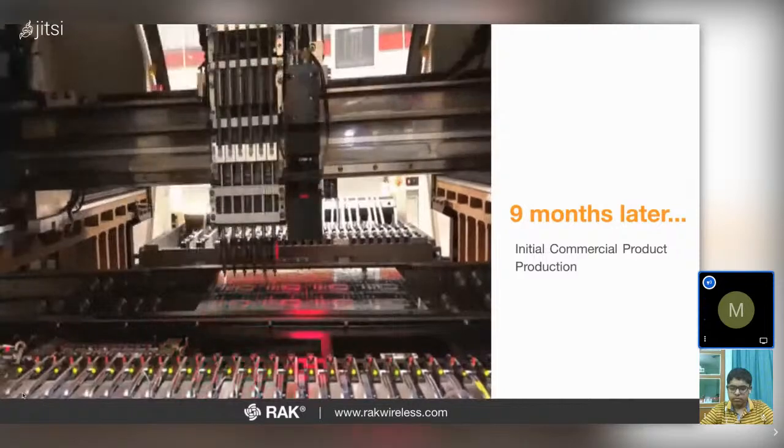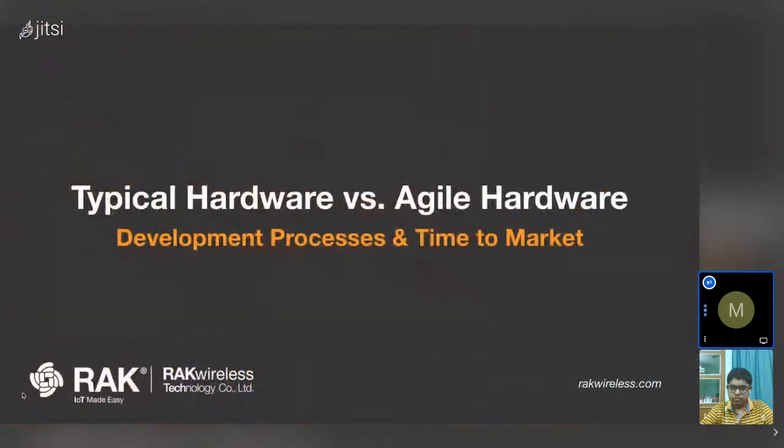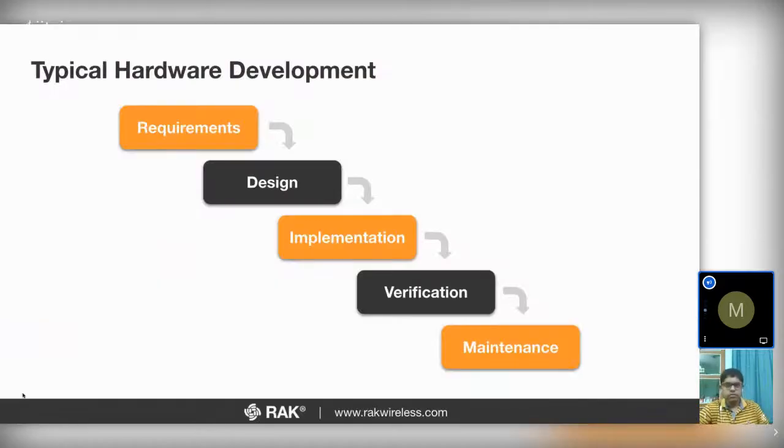So this is what I mainly wanted to present today: the differences between typical hardware and agile hardware. Basically, it is how we are currently managing the development processes and also the time to market, because we are creating products, IoT products, right? So basically, this is the typical hardware development that is most of the time presented today on the market.